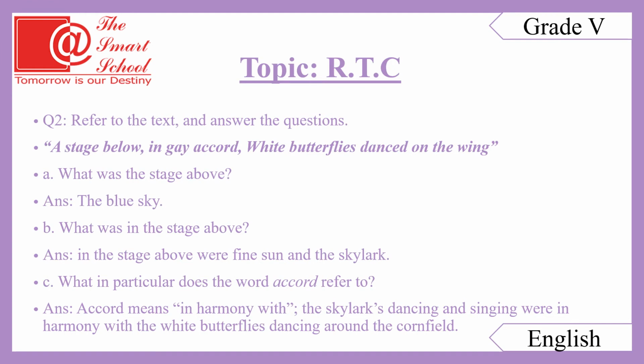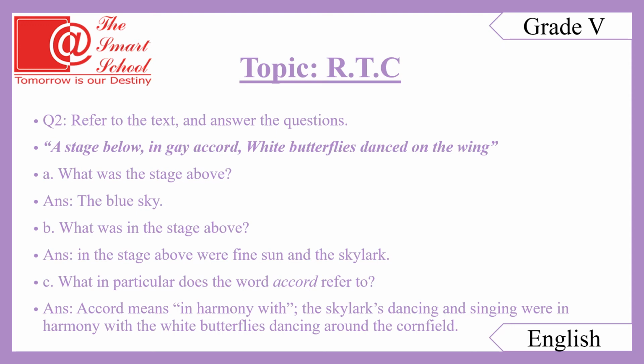Topic RTC question number 2: refer to the text and answer the question. As you know, there is a stanza, some lines from the poem, and now we have to answer the questions related to those lines. The lines are: a stage below in gay accord, white butterflies danced on the wing. These are the lines from the poem, and now we have some questions related to them.